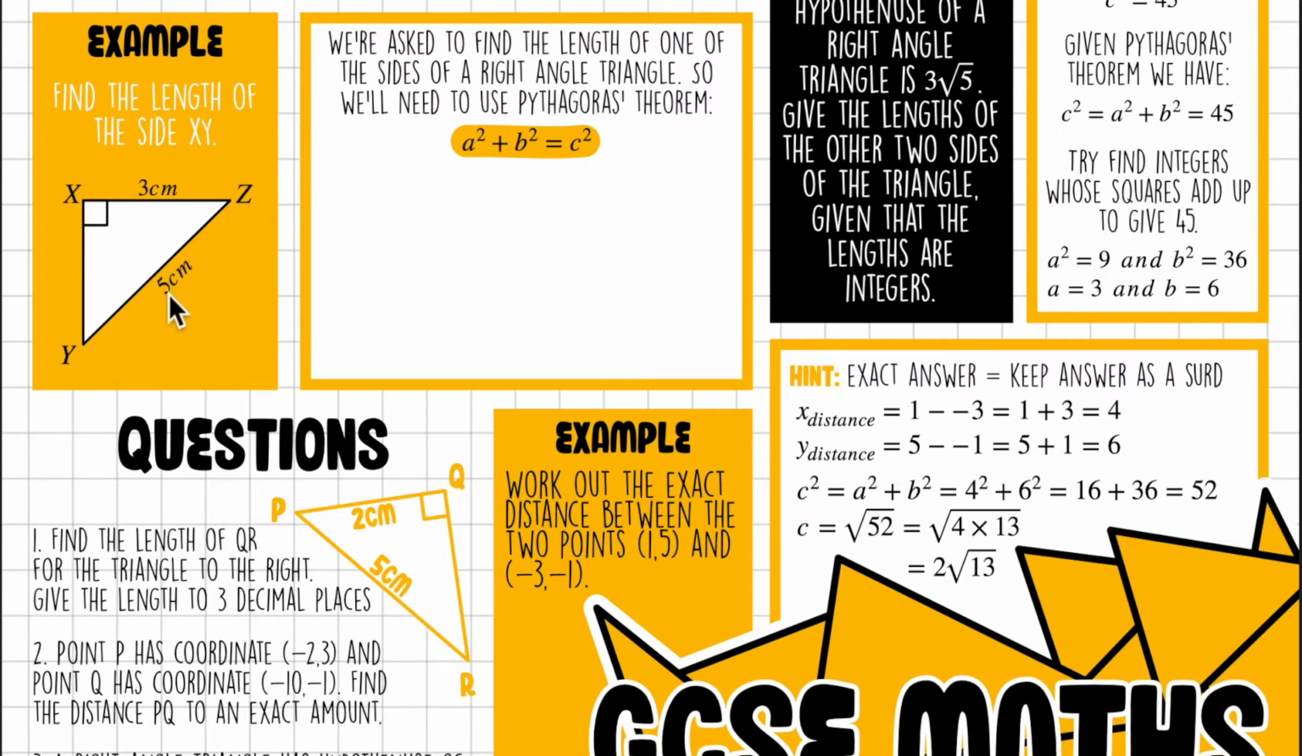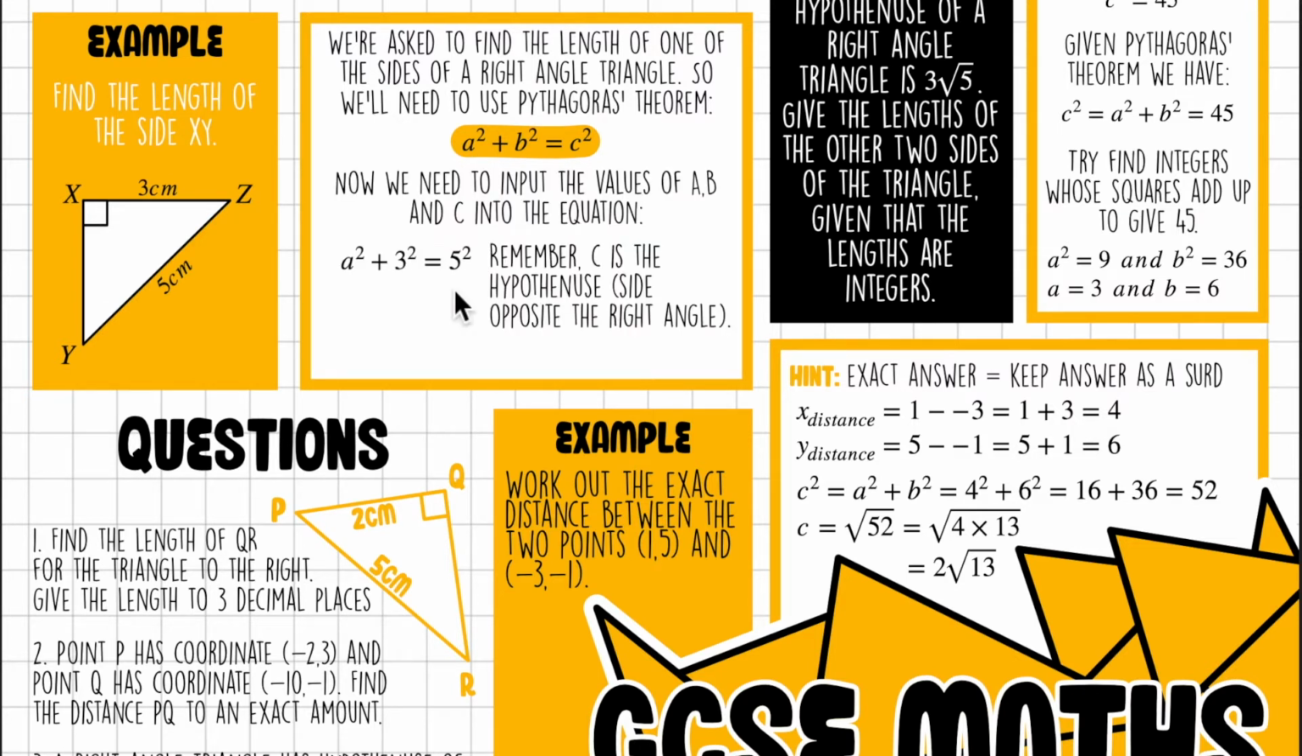Its length, 5 centimetres, can be used for C in the formula. We need to replace this C with 5 centimetres. Next, A and B. Like I said, A and B can be interchangeable. We can take either this side as A or this side as A. It doesn't matter. I'm going to take XZ as B, so its length, 3 centimetres, will replace this B. And I'm going to take the side XY as A, and we don't know this, so I'm going to leave this as A in the formula.